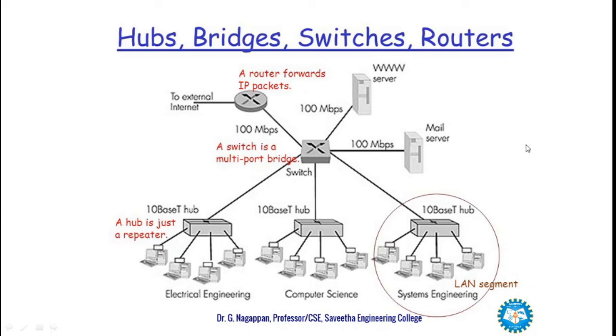Okay, so we have a multi-port bridge here, and we have a repeater which can operate at this level, and here these are the LAN segments, and they are connected through a multi-port switch, and through the router they are connected to the external internet, and the communication to the server happens at 100 Mbps, and the mail server again 100 Mbps, and so on.